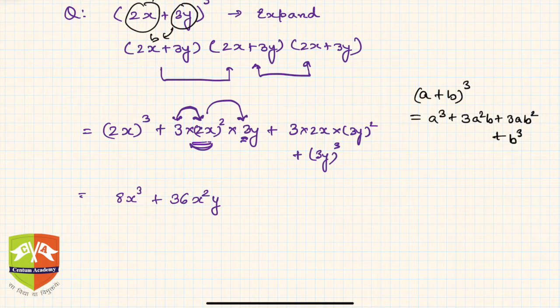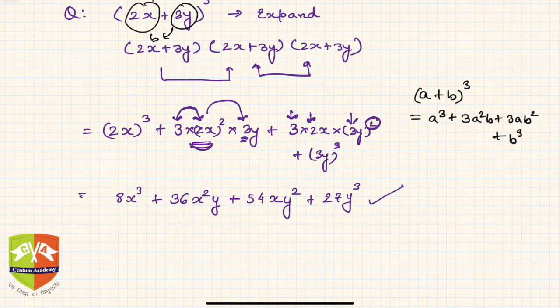So 36x squared y plus, here this 3 will give you 9 because there is a square over here. So 9 into 2, 18 into 3, 54. So hence we'll get 54 and the powers of x, x and then y square. And then finally, (3y) cube is nothing but 27y cube, right? So 8x cube, 36x squared y plus 54xy squared plus 27y cube. So this will be the expansion of this.